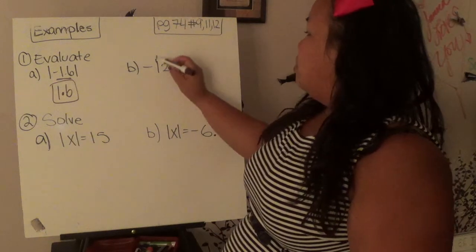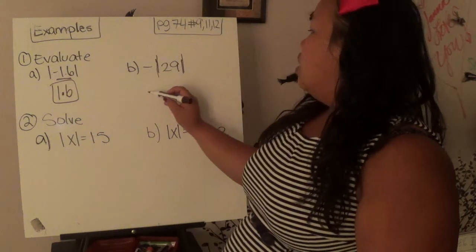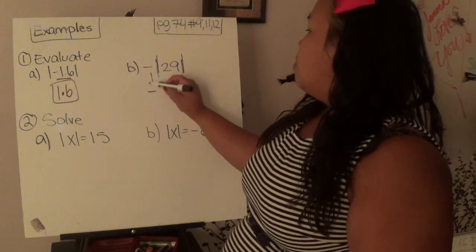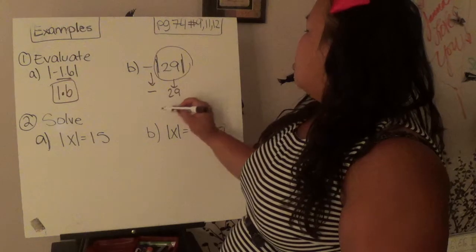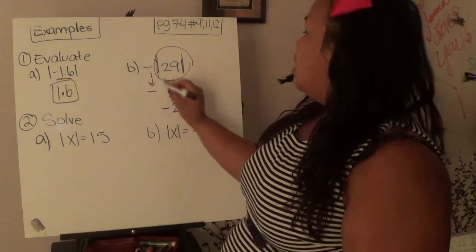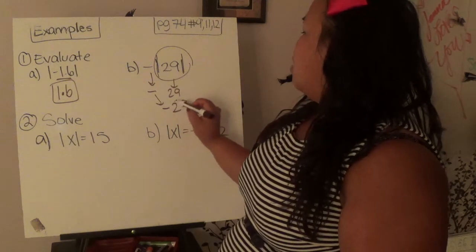The next one is that there's a negative on the outside and my 29 is on the inside. Well, this absolute value turns out to be a positive 29. I'm going to bring down my negative, but this becomes a 29. So my answer is negative 29, because the negative is on the outside.